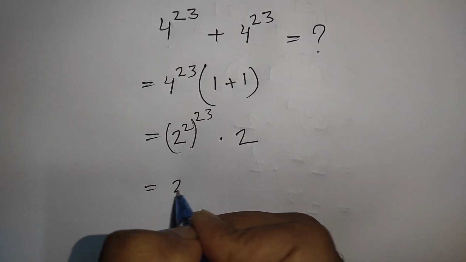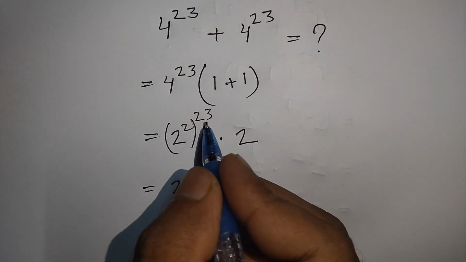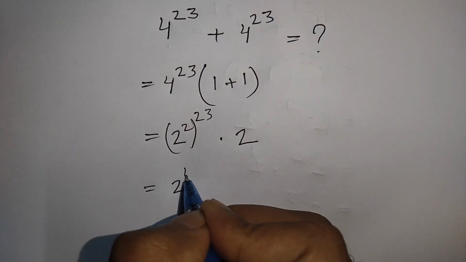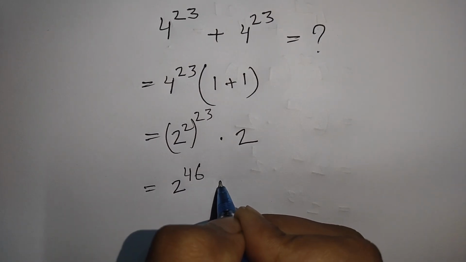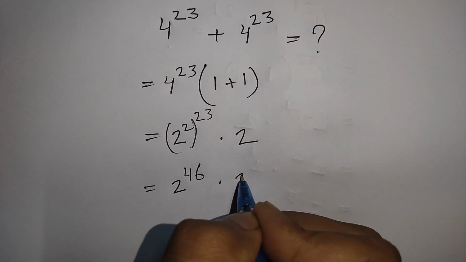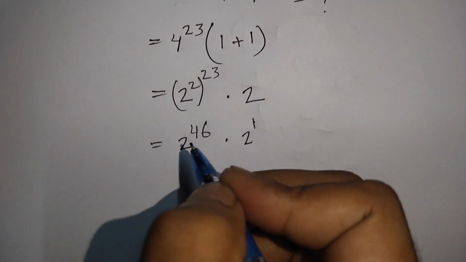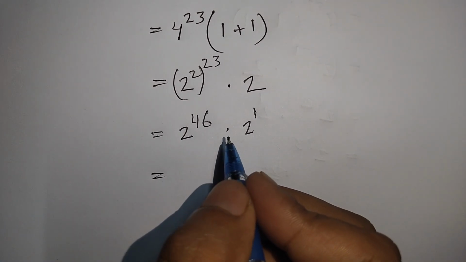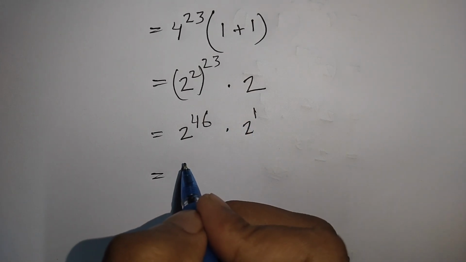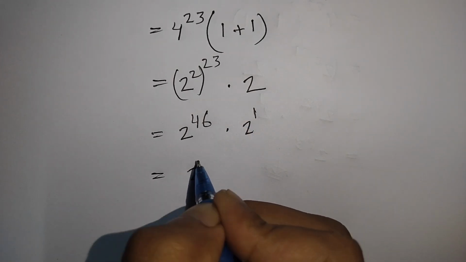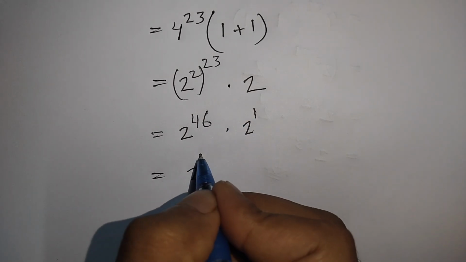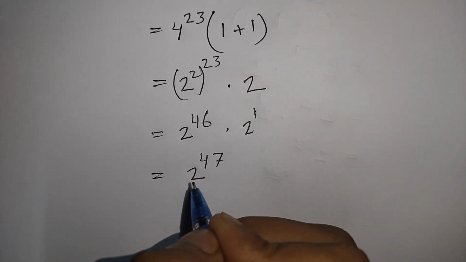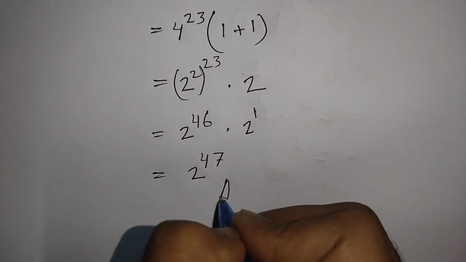Now 2 to the power 2 times 23, that means 2 to the power 46, times 2 is the same as 2 to the power 1. Now we see that we have the same base but different powers, so we can write here 2 to the power 46 plus 1, that means 47. So 2 to the power 47 is the correct answer.